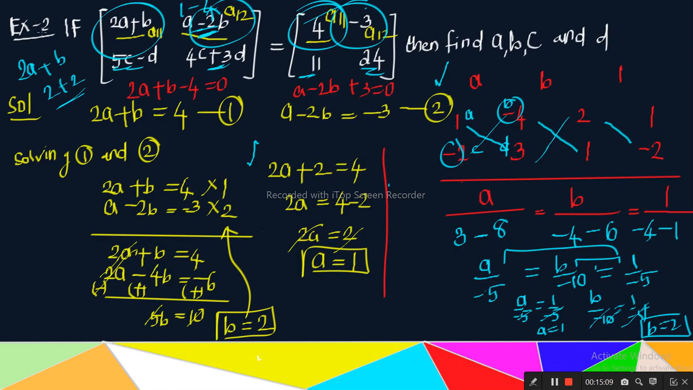So this was example problem number 2, equality of matrix. We found the values of a, b, c and d using different equations. We have solved the equations using two methods. In every problem, in every video, I give you the simultaneous method also. If you find any other method tough, you can go to the next method.